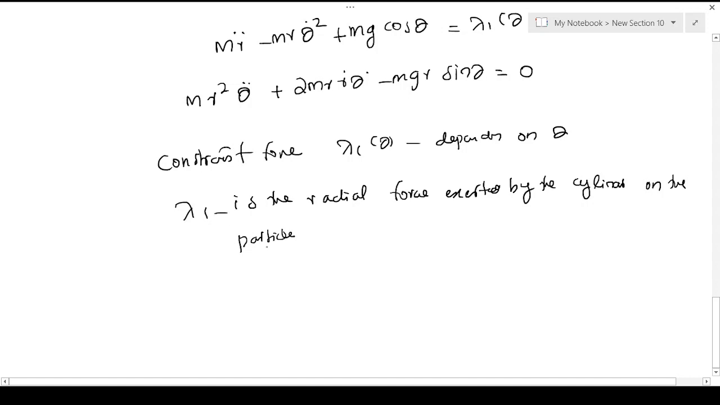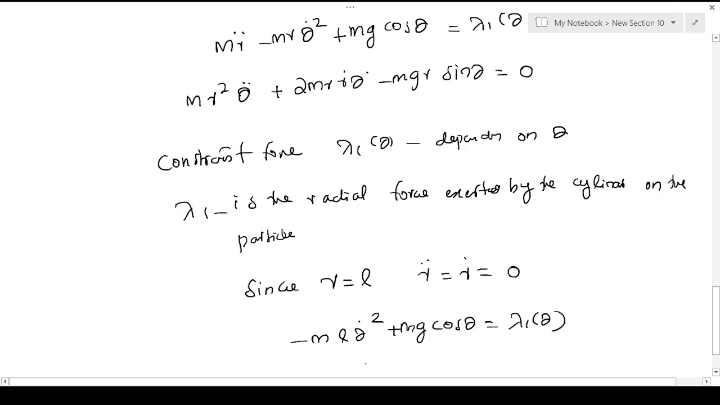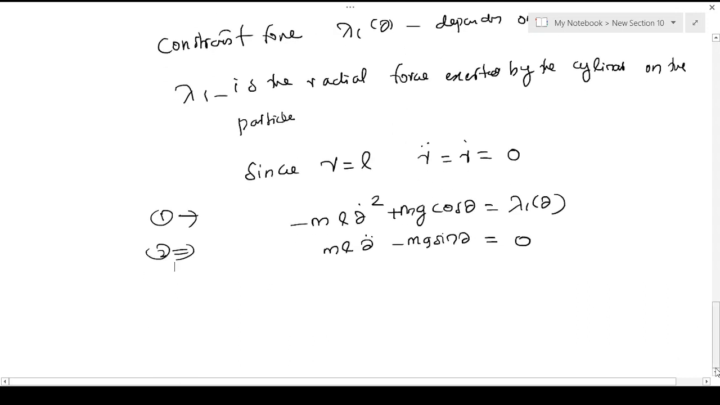Since r equal to L, r dot equals 0. If you substitute r equal to L, you will have m l theta dot square plus mg cos theta equal to lambda 1 of theta. Further evaluating, you get m l theta double dot minus mg sin theta as the second equation. So this is our first equation and this is the second equation.